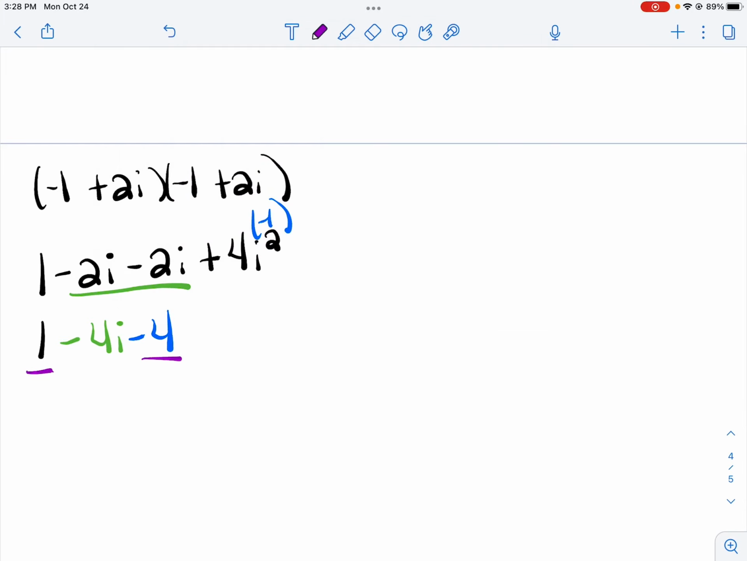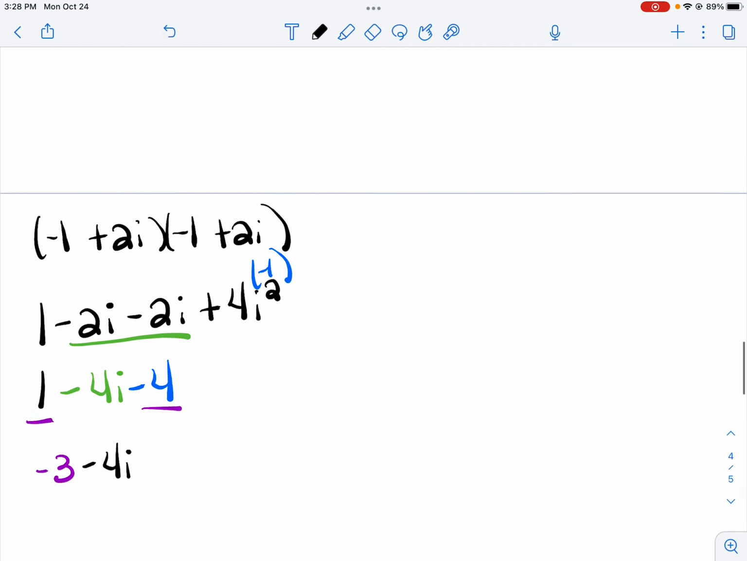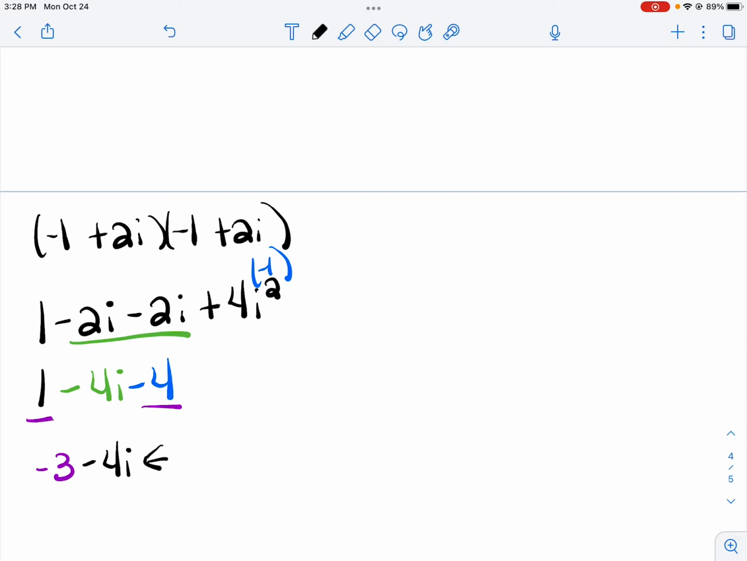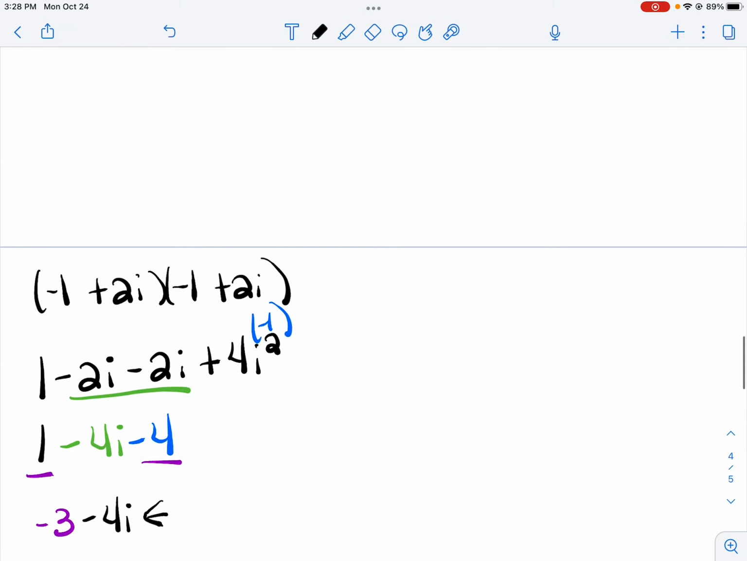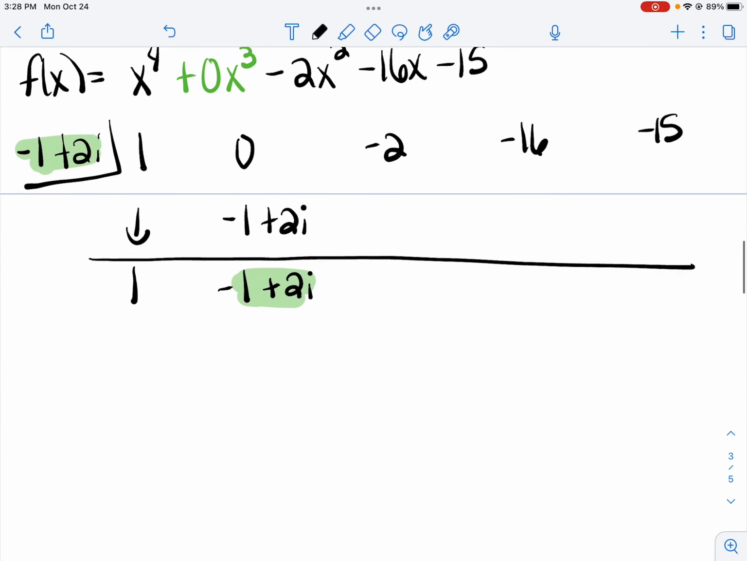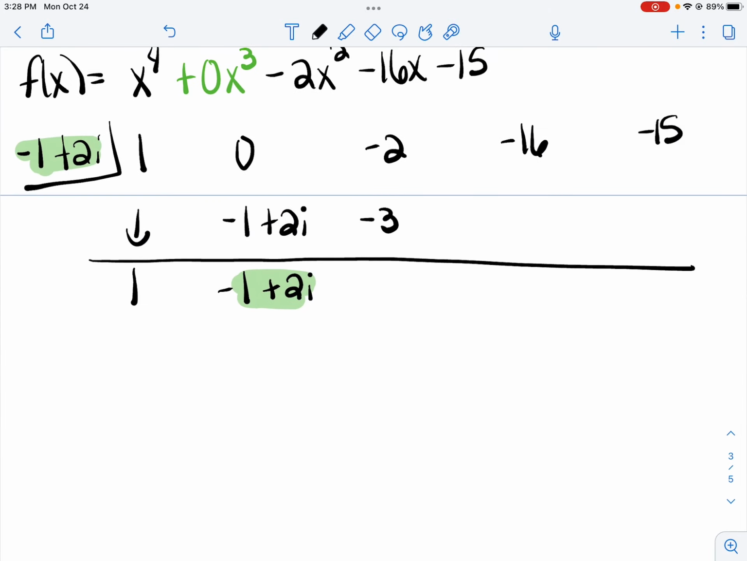I still have like terms. 1 minus negative 4 is negative 3. And bring down the minus 4i. This is what I add to that next column. So we had negative 3 minus 4i. Add your like terms, so negative 2 plus negative 3 is negative 5, and bring down the minus 4i.